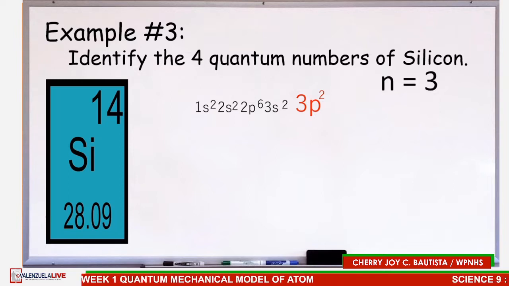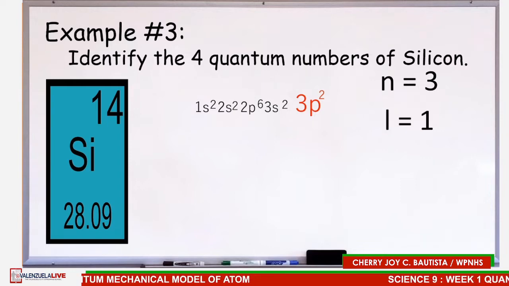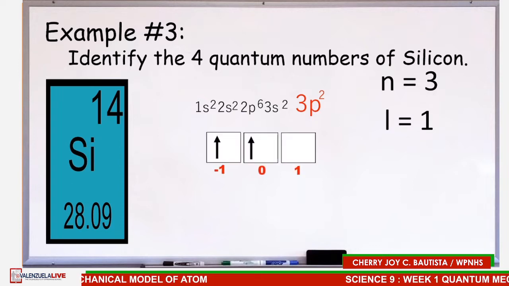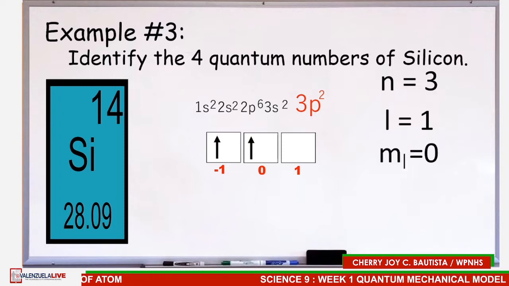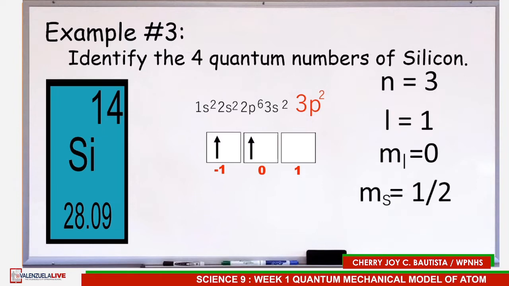n is equal to 3. Since this is on p orbital, l is equal to 1. Based on l, we have -1, 0, 1. The last spin ends up in 0. Therefore, m sub l is equal to 0. And since it is an upward spin, the m sub s is positive 1/2. Did you get it right?